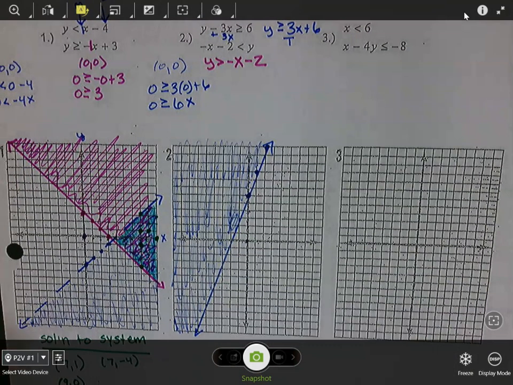So the only thing that really changed was the inequality. And that's because the mouth has to open up to the y. I was looking at the 2 when I said that.